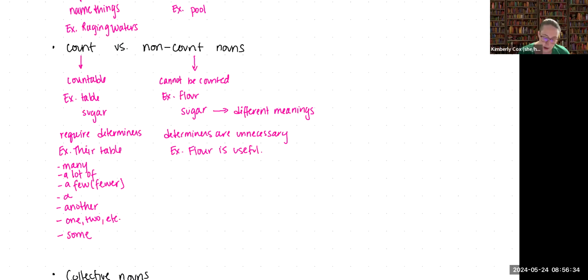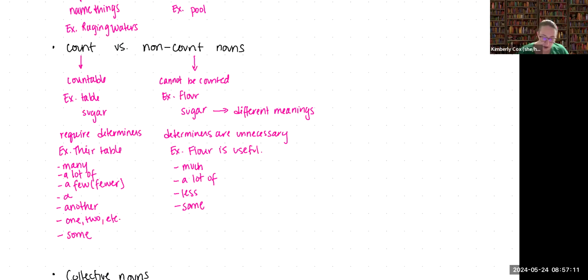Whereas with non-count nouns, we tend to use words like much, a lot of, less, and also some. So we would say there were many tables, whereas we wouldn't say there were many flour. We would say there was much flour. We might say there were fewer tables than we expected. We wouldn't say there were fewer flour than we expected. We would say there was less flour than we expected.